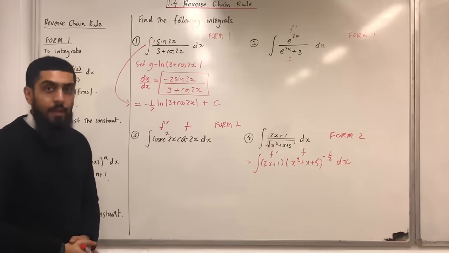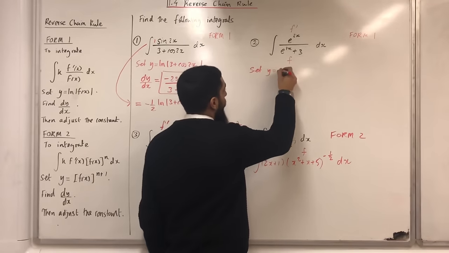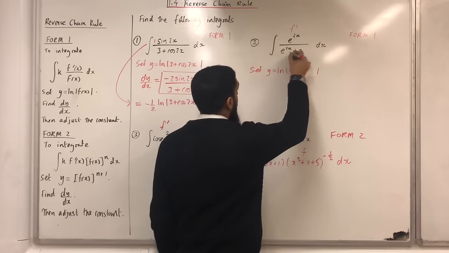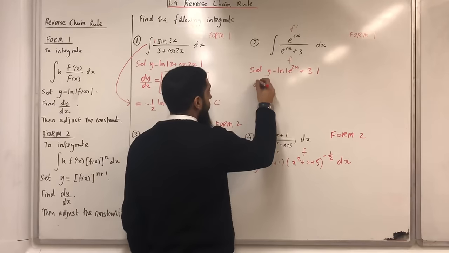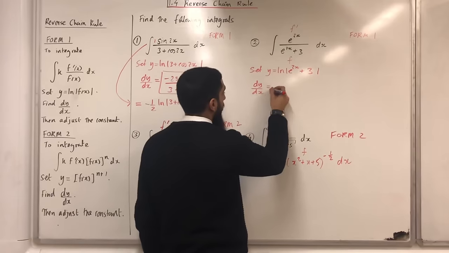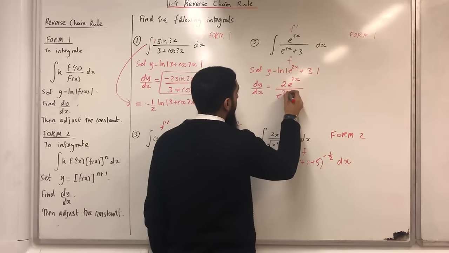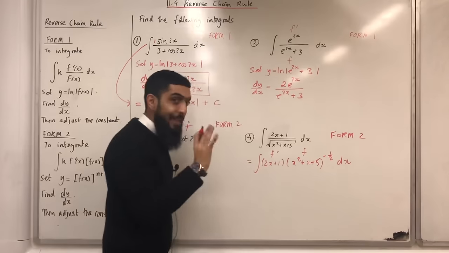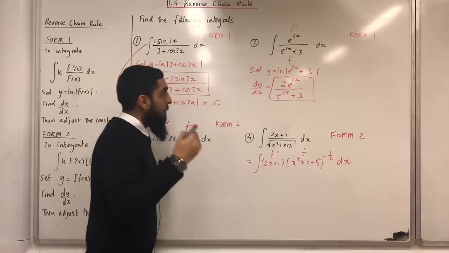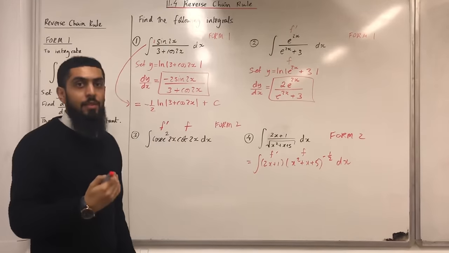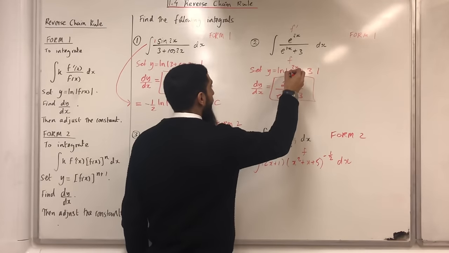Let's have a look at the second integral. The first step is to set y equal ln mod of the denominator e to the power 2x plus 3. Second step, we need to find dy over dx. Well, that will be 2e to the power 2x over e to the power 2x plus 3. The next step is to put a rectangle around the dy over dx. Going from dy over dx back to y is called integration.